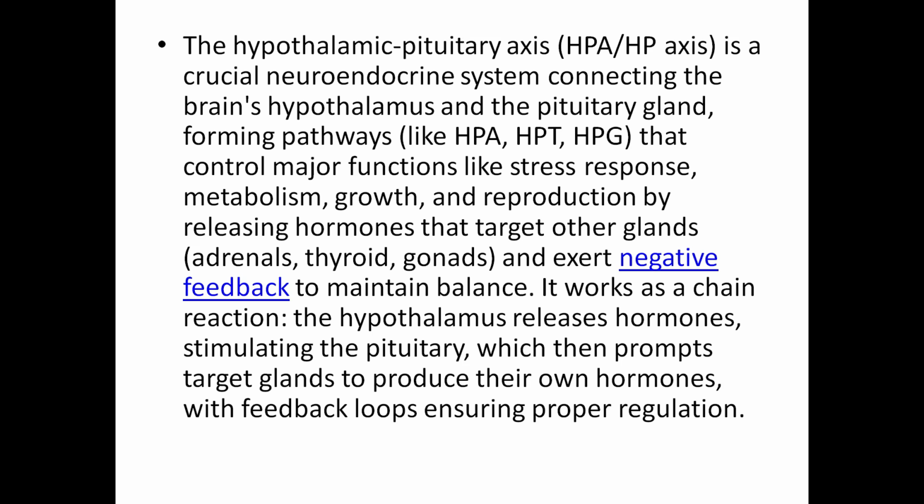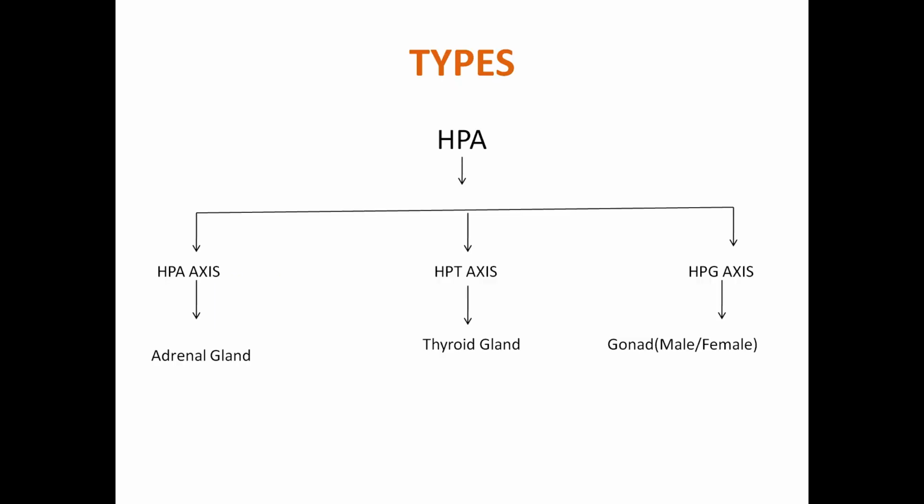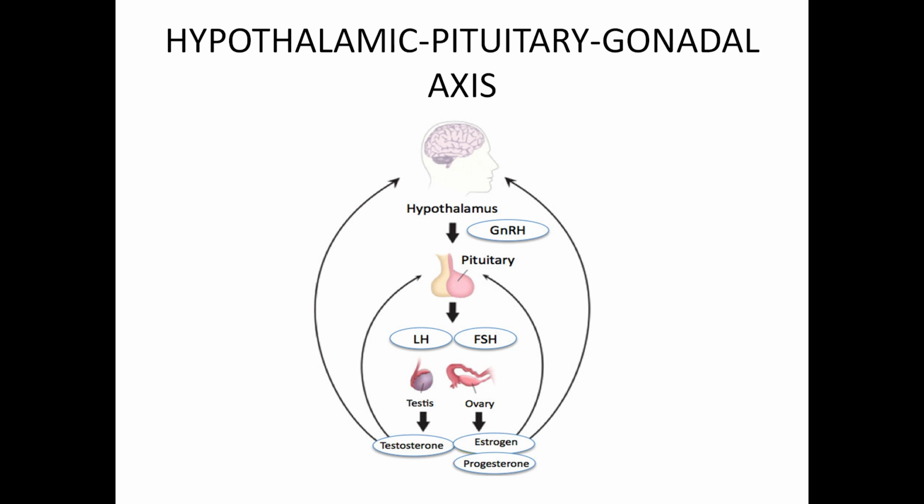Okay, here you can see three types of hypothalamic pituitary axis: the hypothalamic pituitary adrenal axis, the hypothalamic pituitary thyroid axis, and the hypothalamic pituitary gonadal axis. The hypothalamic pituitary adrenal axis controls the secretions of the adrenal gland. The hypothalamic pituitary thyroid axis controls the secretions of the thyroid gland, and the hypothalamic pituitary gonadal axis controls the secretions of hormones from the male and female gonads. Okay, first we discuss the hypothalamic pituitary gonadal axis.